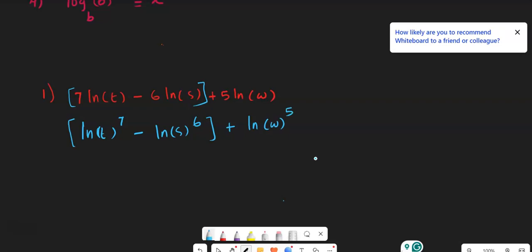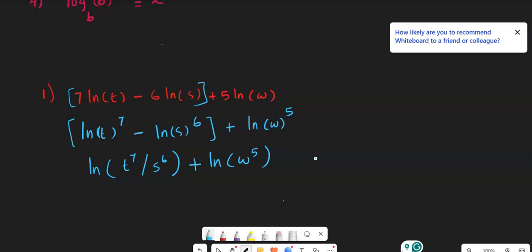And now we can apply the rule of logarithm. Ln of a minus ln of b is ln of a by b. So that is ln of t to the power 7 divided by s to the power 6, plus ln of w to the power 5.